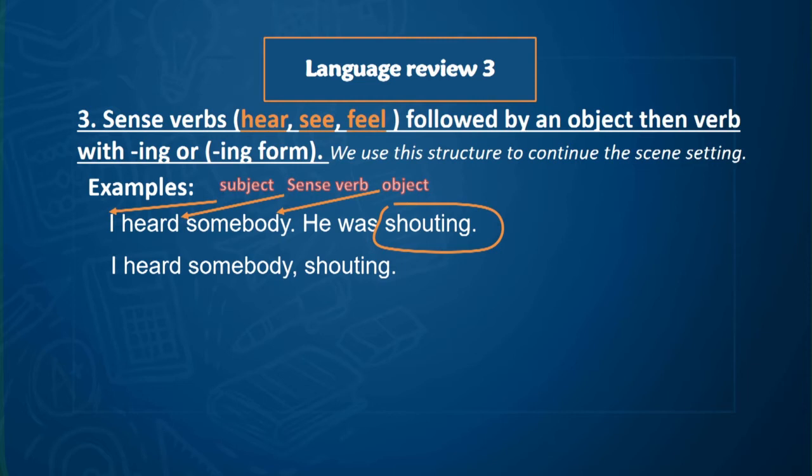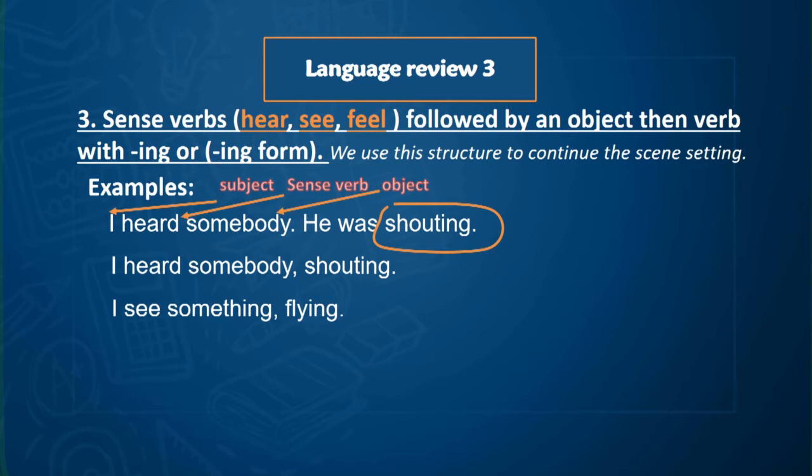Okay, that's because the verb here, heard, a sense verb, should be followed by an object, then the verb with -ing. Let me give you more examples about sense verbs. I see something flying. You see, I see something flying. Don't say I see something, it was flying. No, I see something flying. So the scene keeps moving and the scene keeps active.